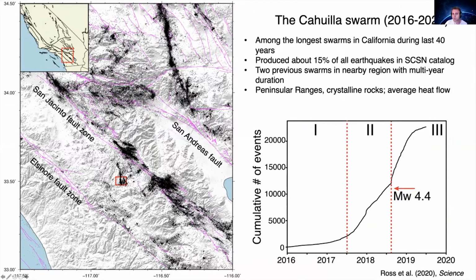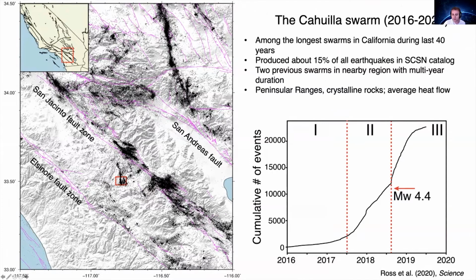And so with that, the sequence that I'm going to talk to you about today, we call this the Cahuilla sequence. This is really a spectacular sequence in Southern California's history. This is a 4-year-long earthquake swarm that started back in 2016. It has lasted 4 years, and today it basically has tapered off at this point.